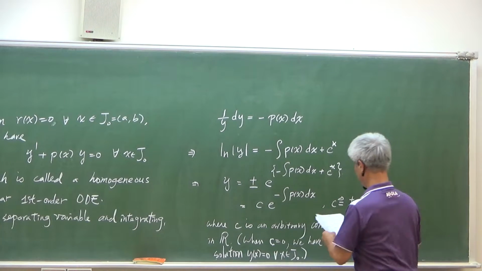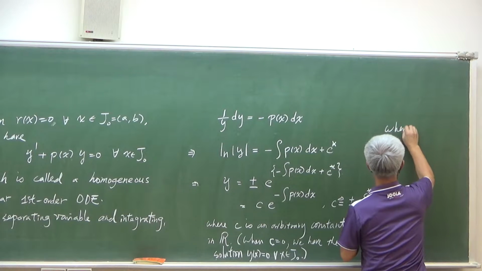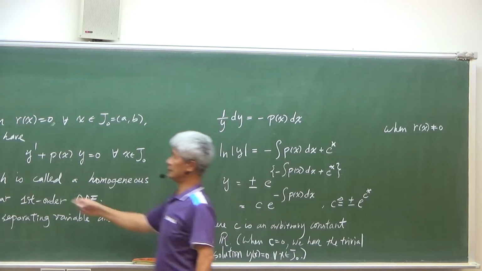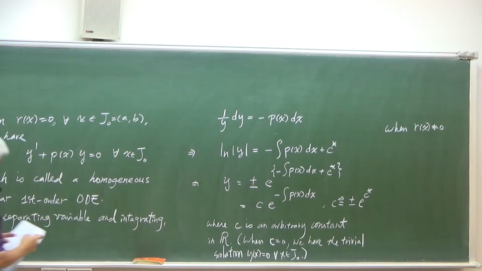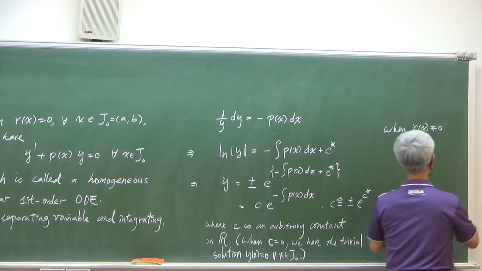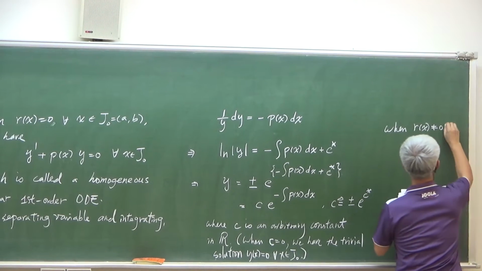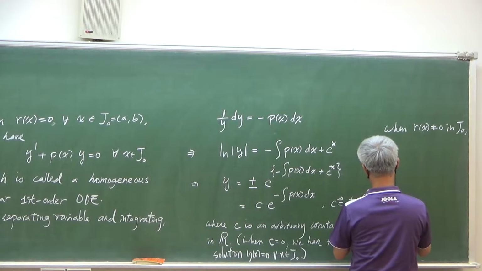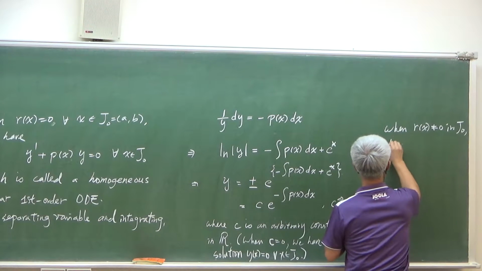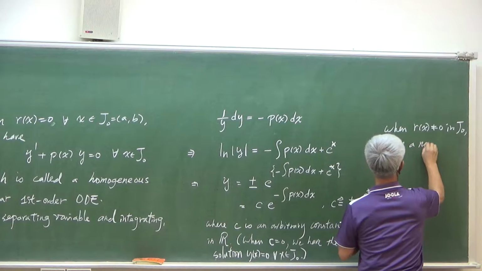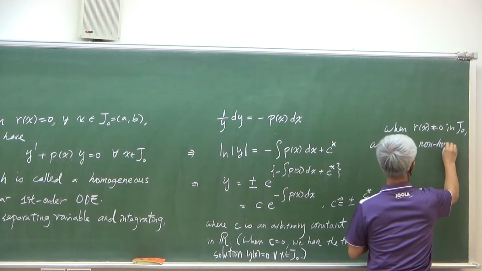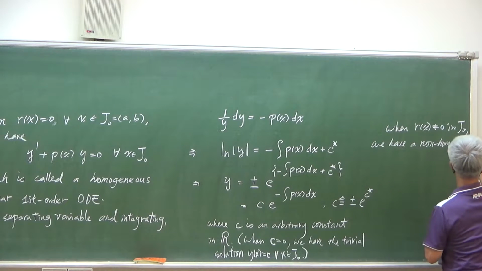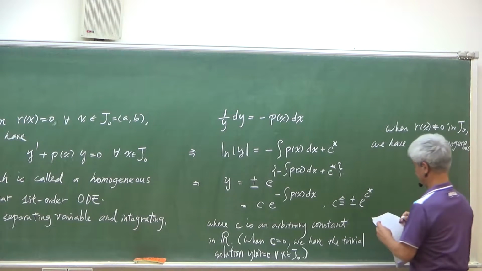All right. So if the input is not 0, so in general we have an input of x, we have a so-called non-homogeneous equation. So we call it non-homogeneous.